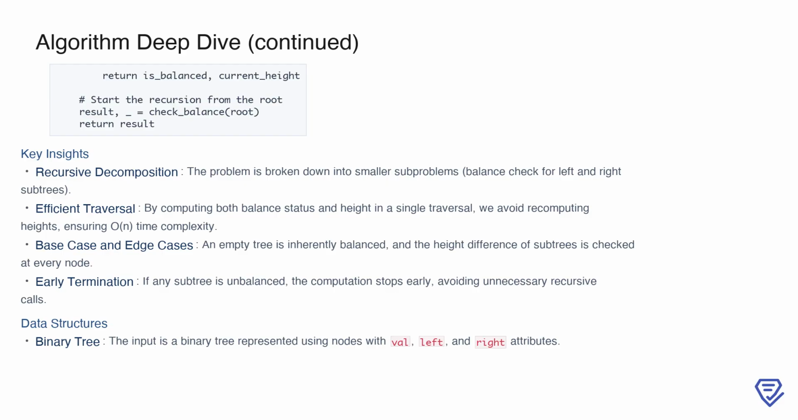The recursion begins at the root node, and the final result of whether the tree is balanced is returned by the is_balanced function. Some key insights into this approach include how the problem is broken down recursively, how we achieve efficiency by combining balance checks and height computations, and how we can terminate early if an unbalanced subtree is encountered. These components ensure that the algorithm runs efficiently with a time complexity of O(n).